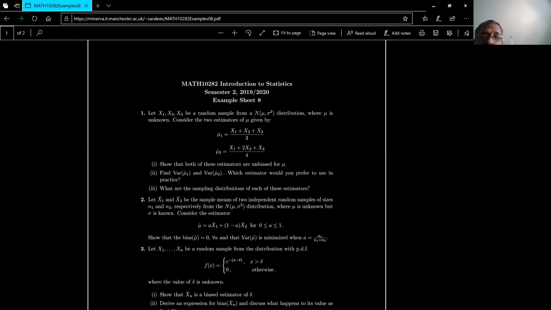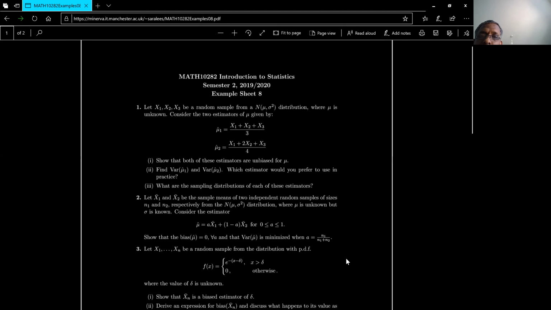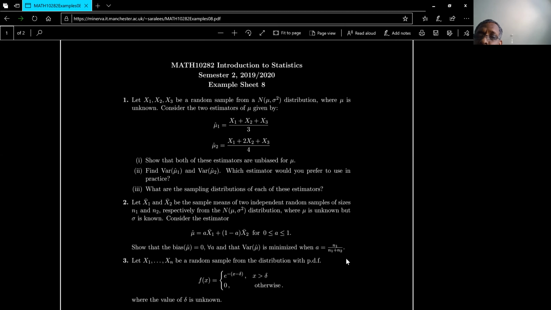So please, could you try to do question 1? Question 1 on sheet 8. Hopefully you can see what I'm seeing here. Okay, so please try and see if you can do question 1.